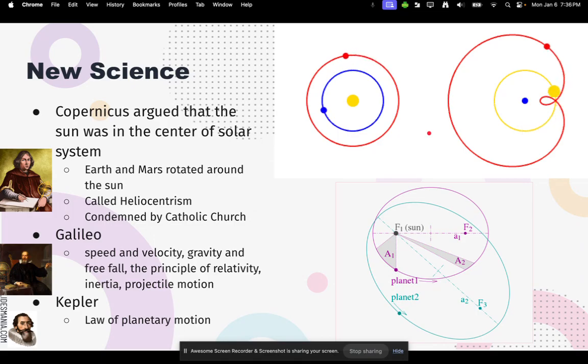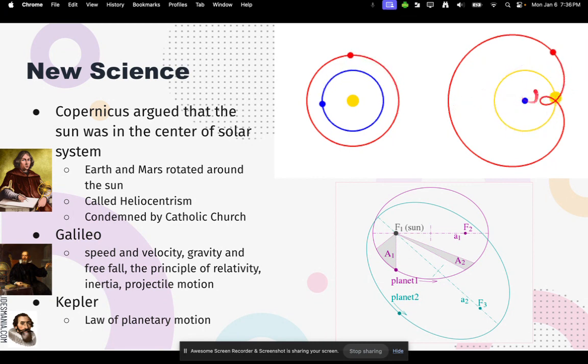There's also some new science ideas. Now, a lot of these science ideas we take for granted, but in the Renaissance, this was revolutionary. The first one was Copernicus, and he argued that the sun was in the center of the solar system. Now, for you and me, that might seem really basic. Didn't we learn that in kindergarten? But in the Renaissance, people weren't so sure.